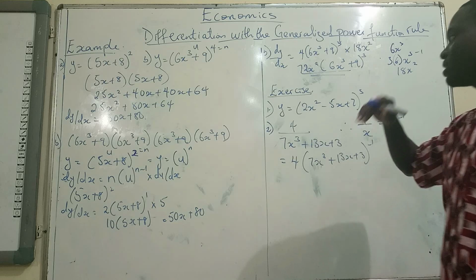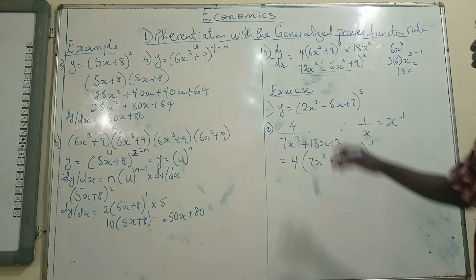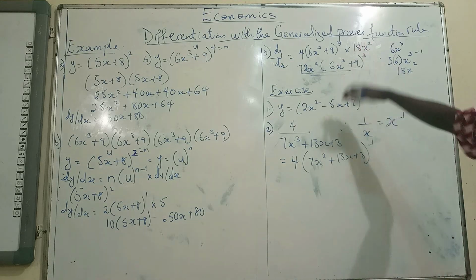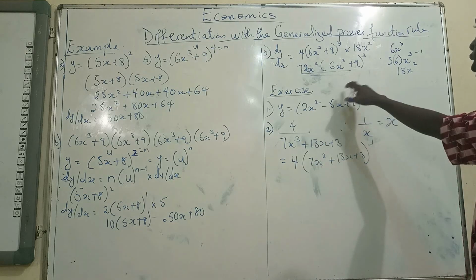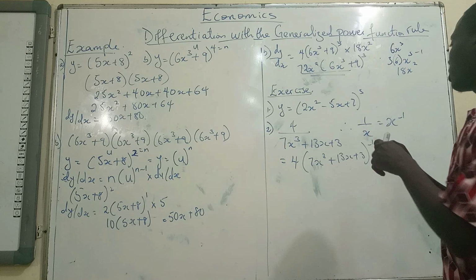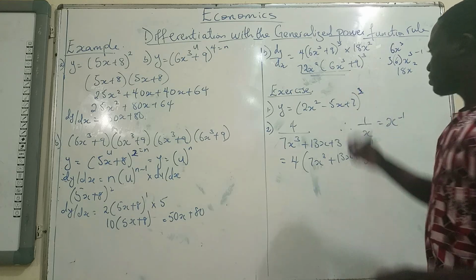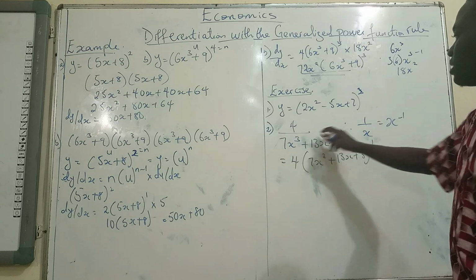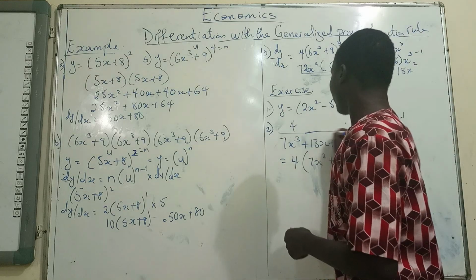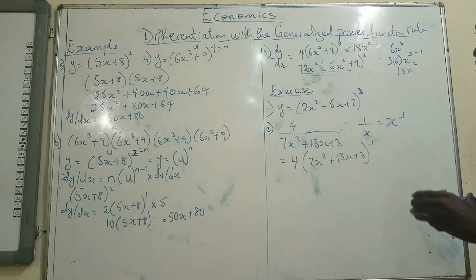So you have to find the first differential of this. Of course, you need to use the generalized power function rule. So you have 2x squared minus 5x plus 7. We close the bracket, raised to power 3. Alright. So we like to have your answers in the comment section. Then number 2 is 4 divided by 7x raised to power 3 plus 13x plus 3.